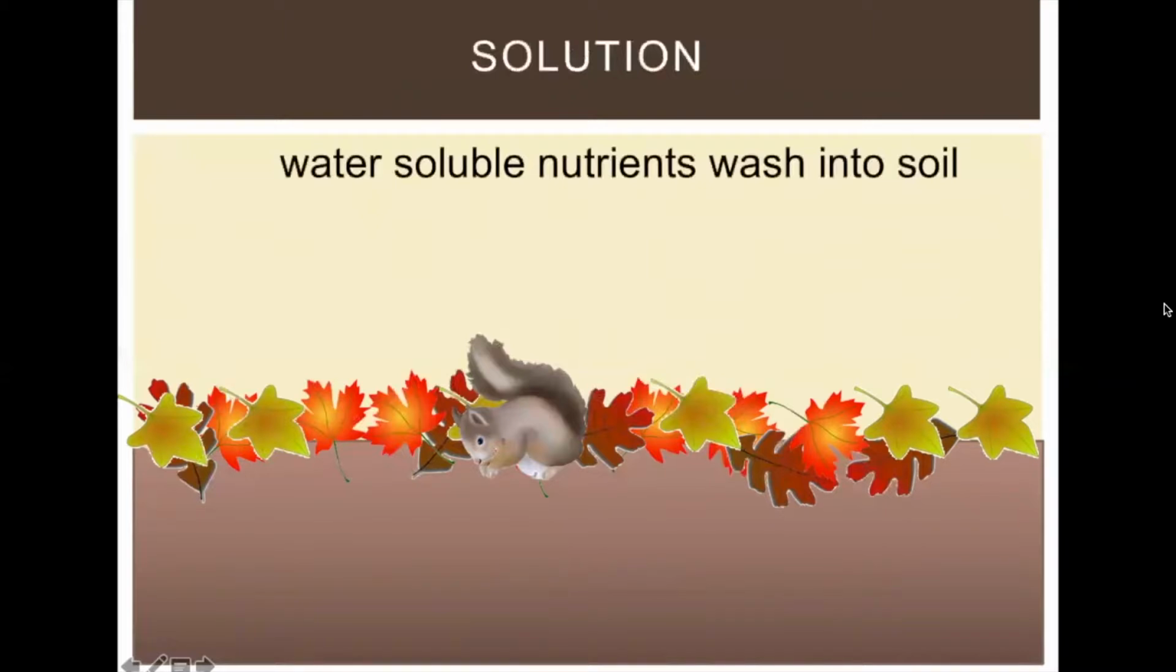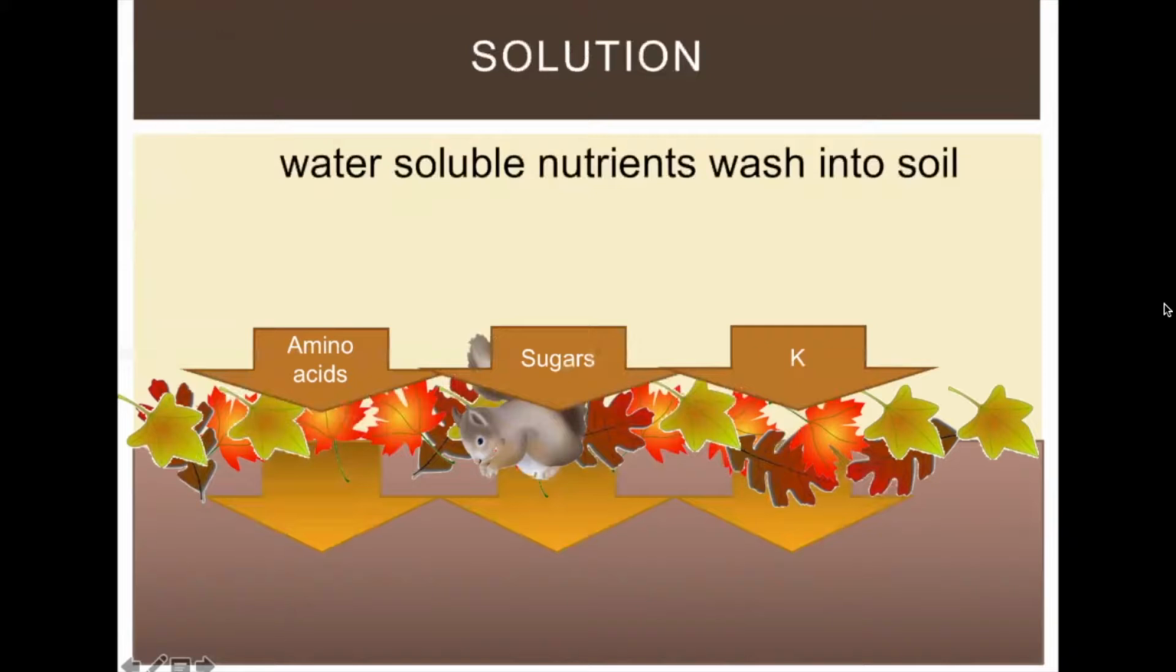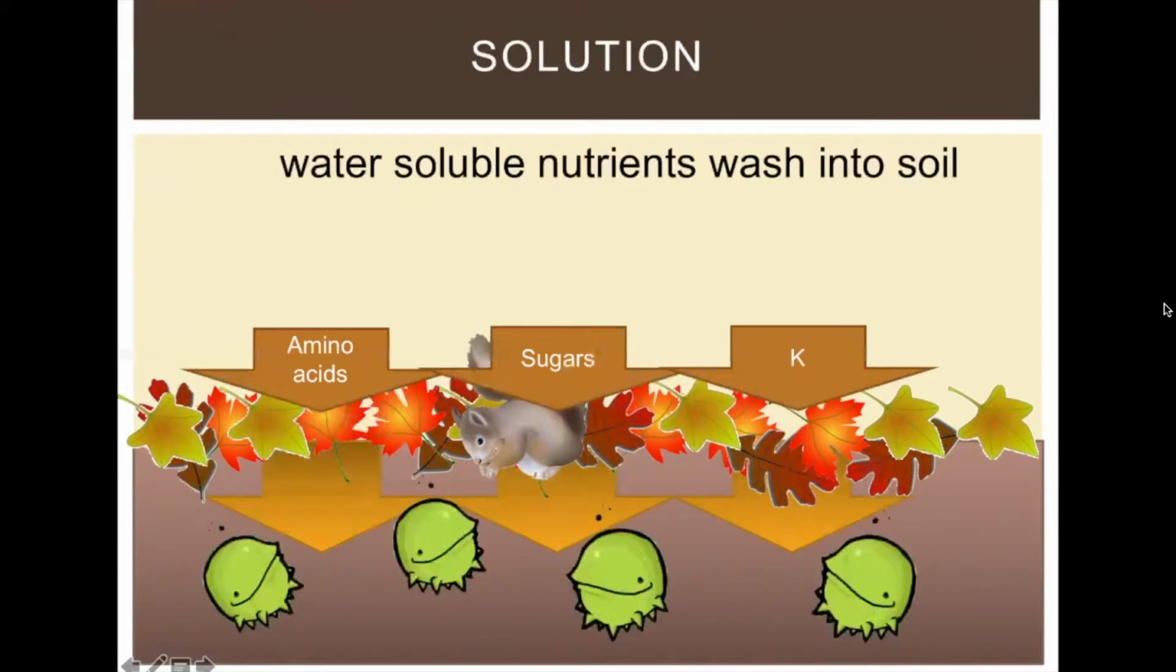Next, with the decay process, we have solution. Here the solution is rain, right? It's water-soluble nutrients that wash into the soil. So we have a rainfall, and that rainfall is making those soluble nutrients wash into the soil. So the amino acids, the sugars, the potassium go into the soil. And by washing those soluble nutrients into the soil, now we have that microbial activity wanting to eat at that and start the decomposition process.